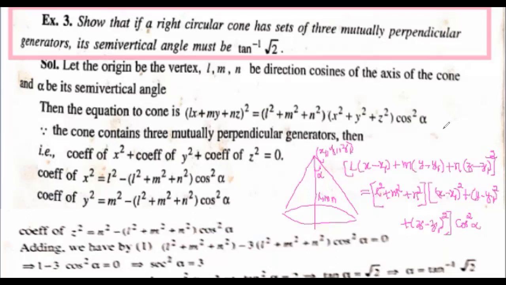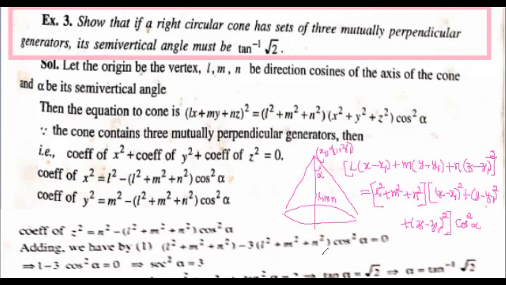Since the cone has three mutually perpendicular generators, we have coefficient of x square plus coefficient of y square plus coefficient of z square equal to 0. Therefore, coefficient of x square is l square minus (l square plus m square plus n square) into cos square alpha. Similarly, coefficient of y square is m square minus (l square plus m square plus n square) into cos square alpha. Coefficient of z square is n square minus (l square plus m square plus n square) into cos square alpha. Adding, we have l square plus m square plus n square minus 3 into (l square plus m square plus n square) into cos square alpha equal to 0.